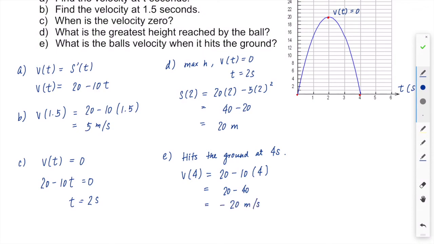Are you scared to see that negative sign? You shouldn't be, because it's exactly what we are looking for. When the ball is coming down, it is coming down in a negative direction, so the velocity must be negative.